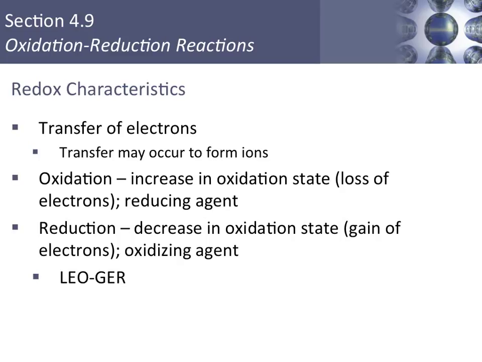Being able to assign oxidation states to the elements within compounds will help us analyze redox reactions. So in a redox reaction, again, we have a transfer of electrons. The transfer of electrons may form ions, but it may not. We are going to be looking at the substances that are oxidized in the reaction and the substances that are reduced in the reaction. That's why it's an oxidation reduction reaction, or redox.